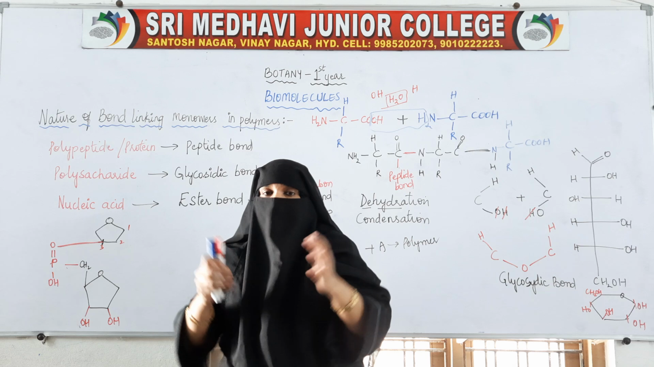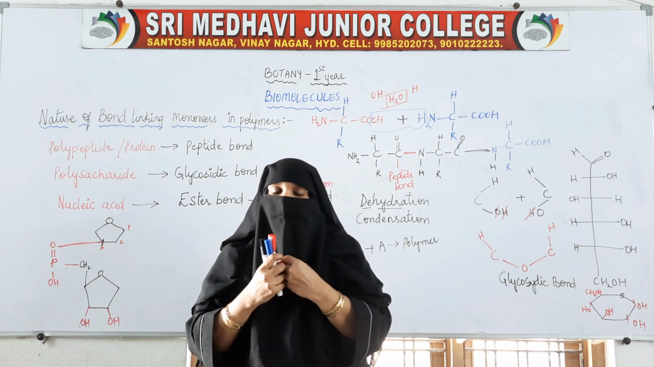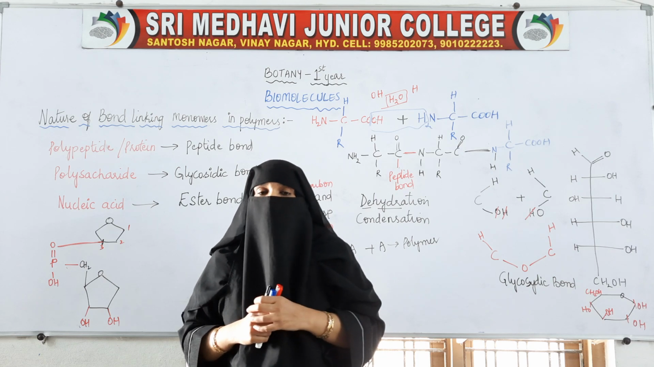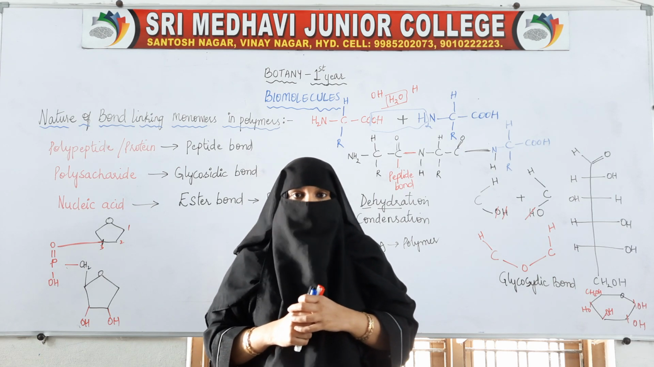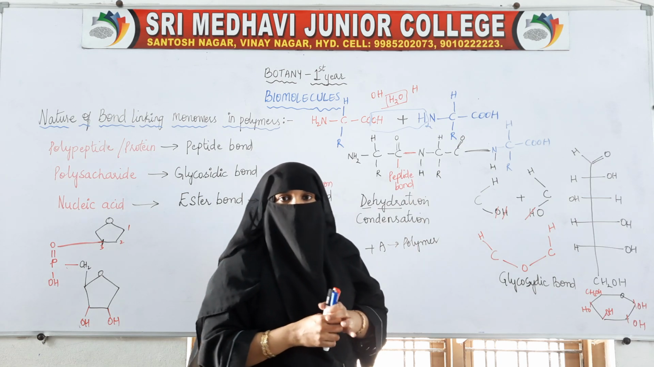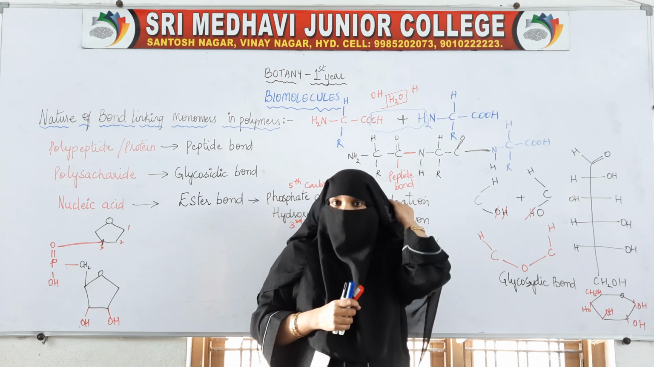So this is how amino acids are joined together and form protein. By which bond? Peptide bond. It is also called an amide bond. Peptide bond or amide bond.